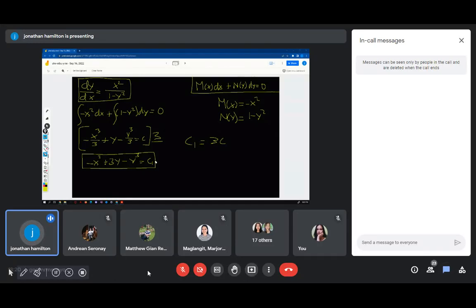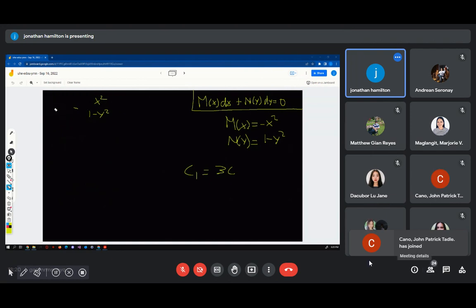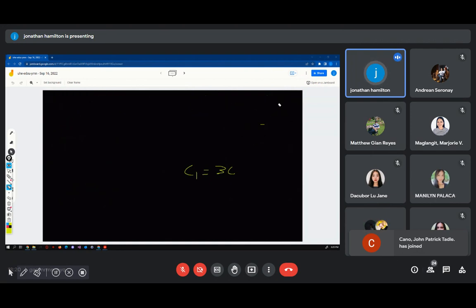If there are no questions, let's review this again with a different problem so you can get an idea of integration in terms of our differential equations. Let me get an example.